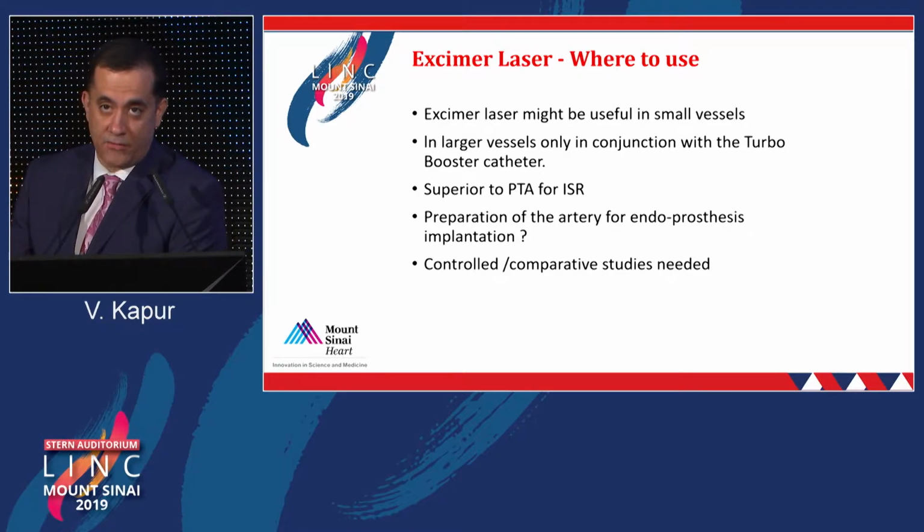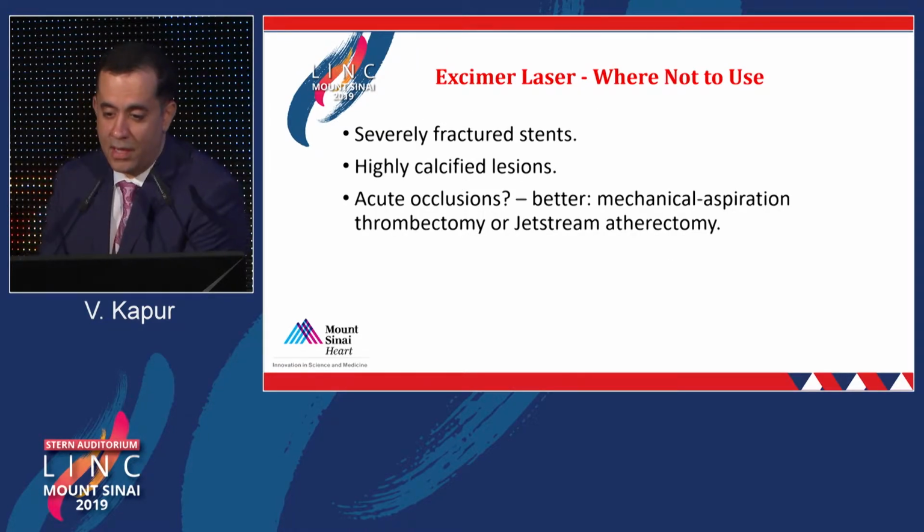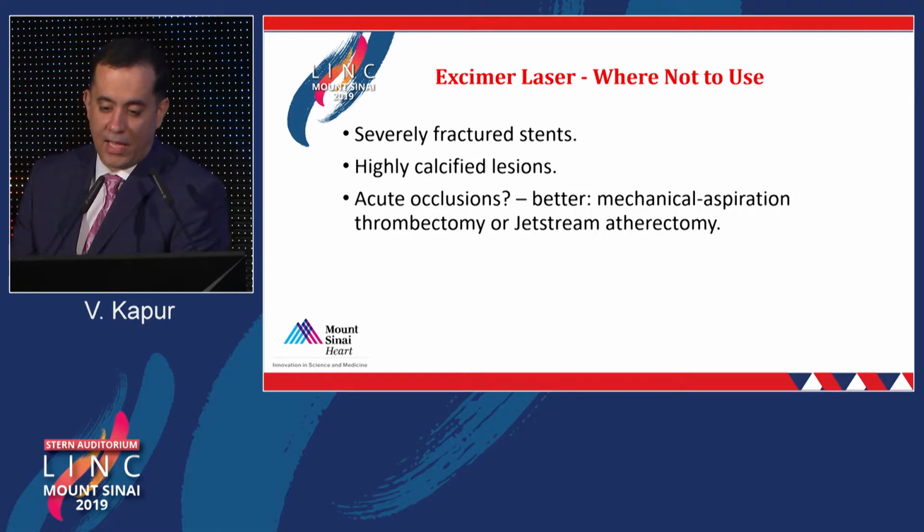It comes in different sizes from 0.9 all the way to 2.3 depending on the lumen size. If you're below the knee, you can use a smaller caliber laser, and if you're above the knee, for the SFA and the popliteal, you can use a bigger caliber catheter. It also helps in preparation of the artery for possible endoprosthesis implantation, and we still need some good studies for it. The disadvantage is very severely calcified lesions. It might not provide enough atherectomy benefit, and also fractured stents and acute occlusions, where other devices might play a superior role than laser itself.